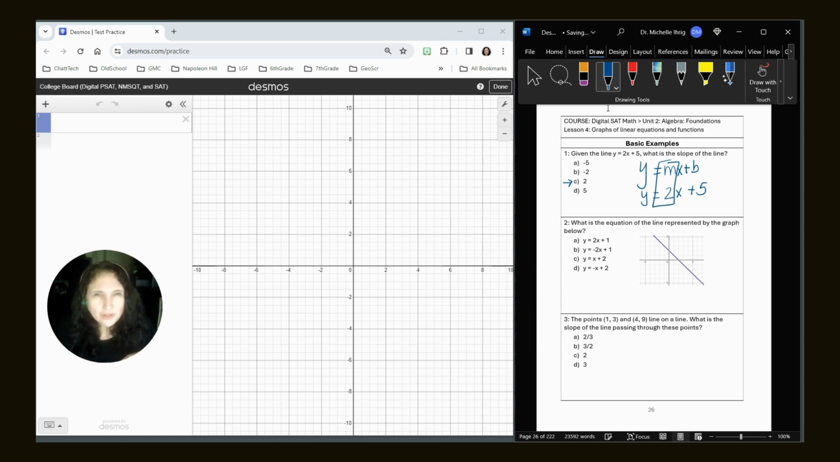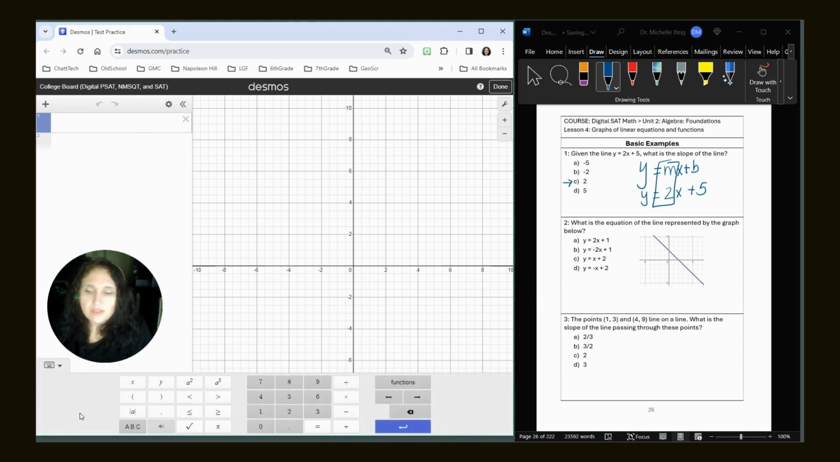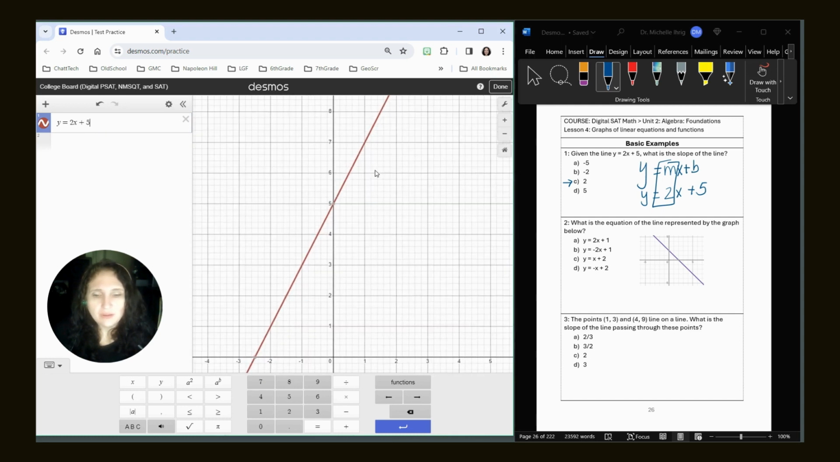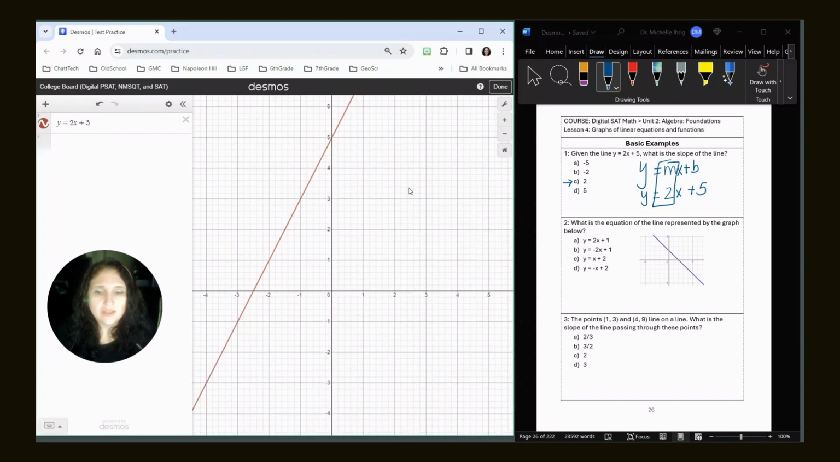Let me just show you how to do it in the graphing calculator, just in case you didn't remember the formula. You can absolutely use the keyboard functions on the bottom. I like to just type. So I've got 2x plus 5, and then I have this lovely picture. Now, sometimes kids get confused because of these extra grid lines. So if you zoom in more, eventually it'll look like this.